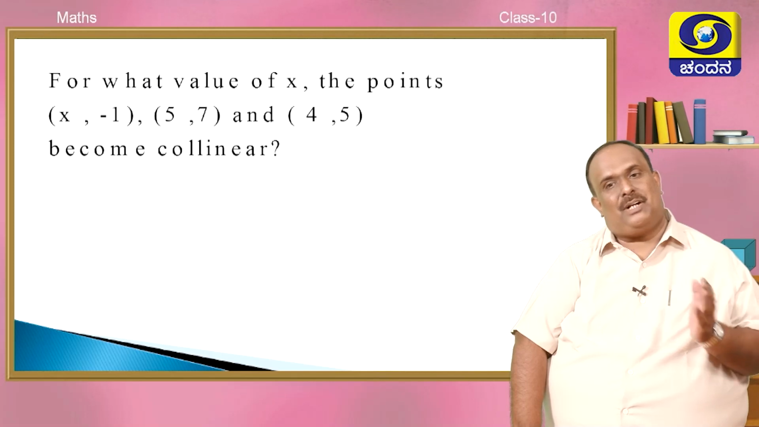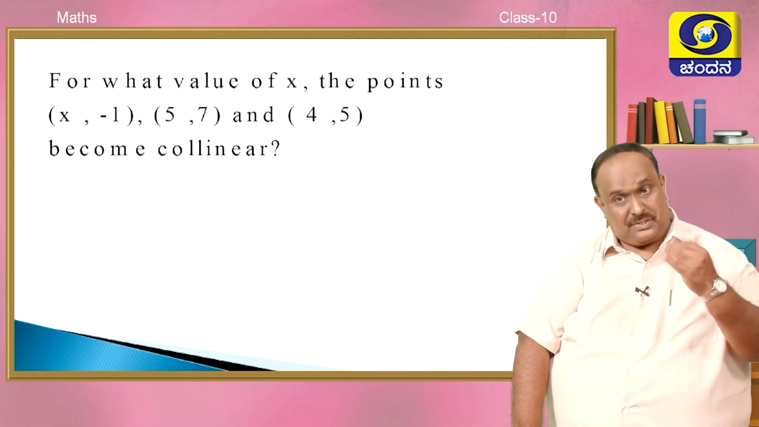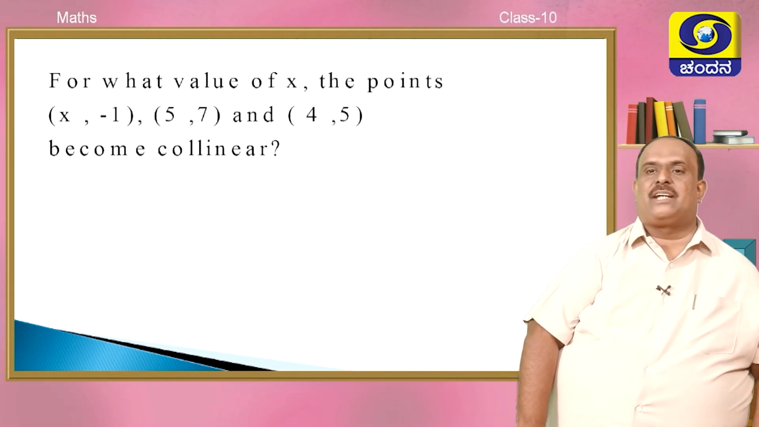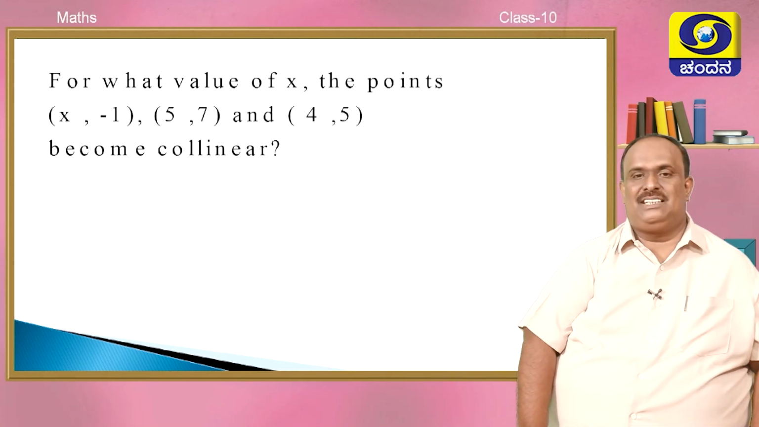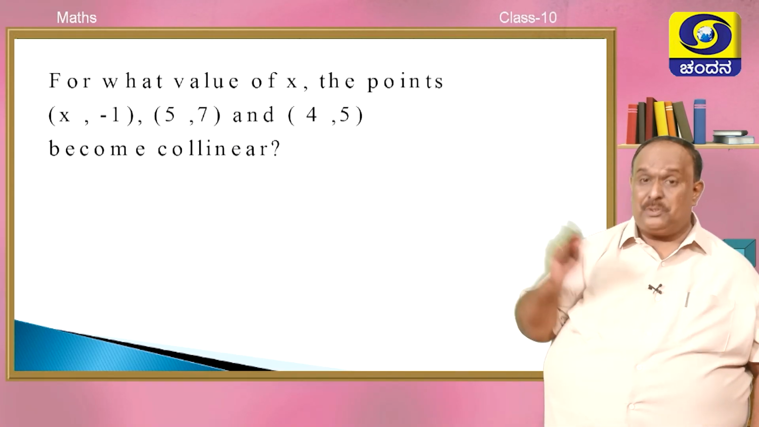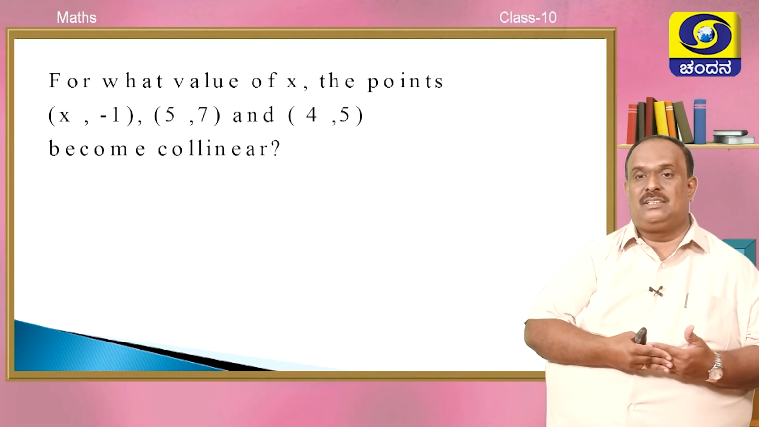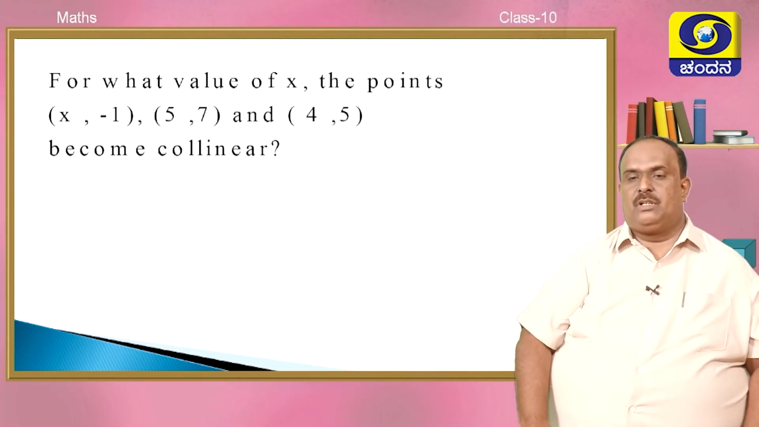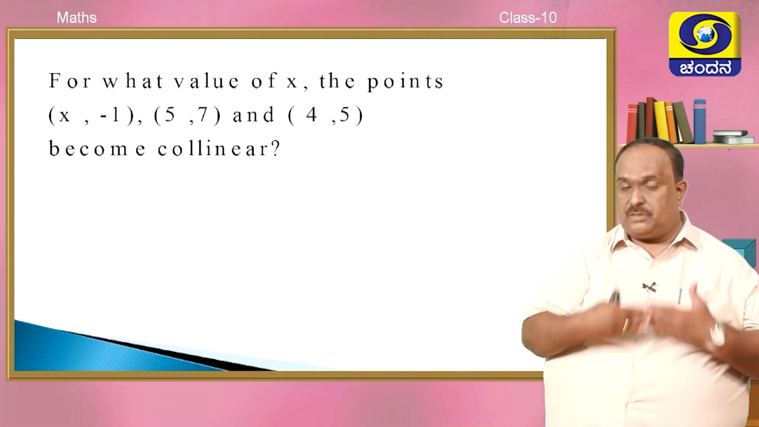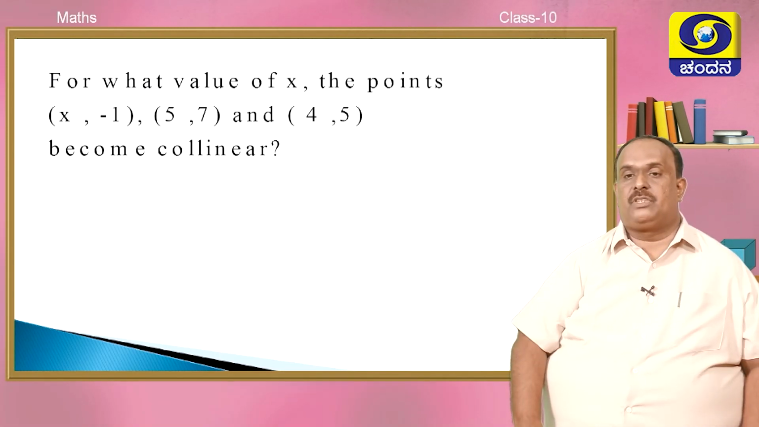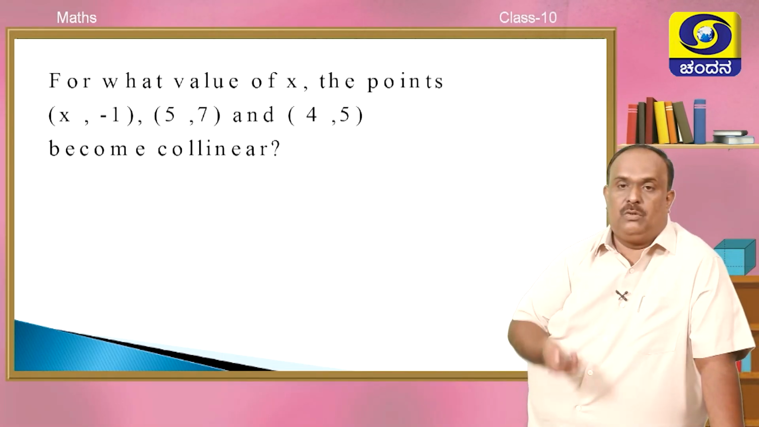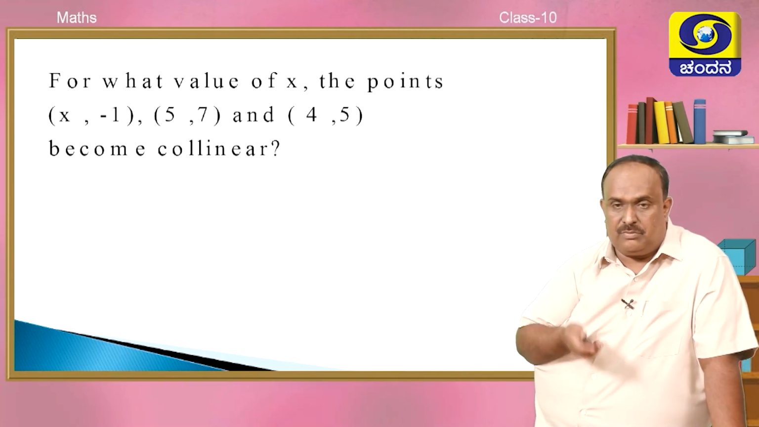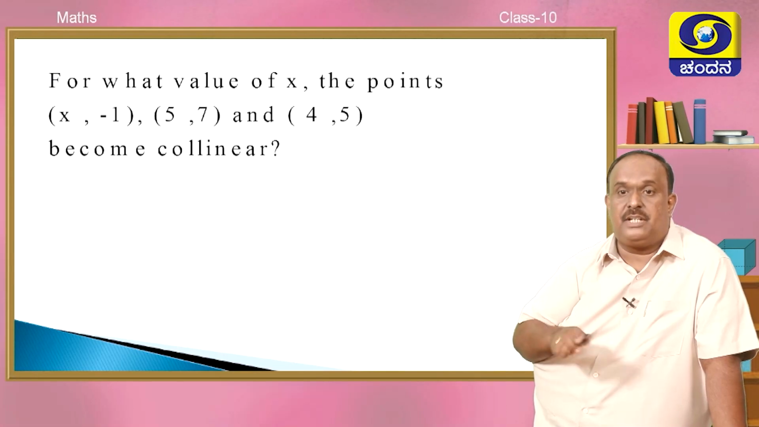See, the problem says the points are collinear and the x component of the first vertex is not known. The triangle is formed by (x, -1), (5, 7), (4, 5). When do they become collinear, or what is the value of x? So, for what value of x do these points become collinear? For what value of x do these points give area of the triangle 0? That is the concern. Again, what do you use? The same principle. What is the principle? The principle for the points to be collinear is delta equal to 0.